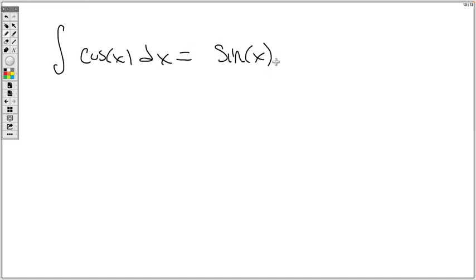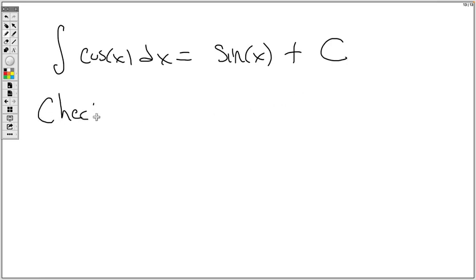So for example, if I want the integral of cosine of x dx, this is saying I want all functions whose derivative is cosine. And we know a function whose derivative is cosine, which is sine. And to get all of them, we're going to tack on a c.